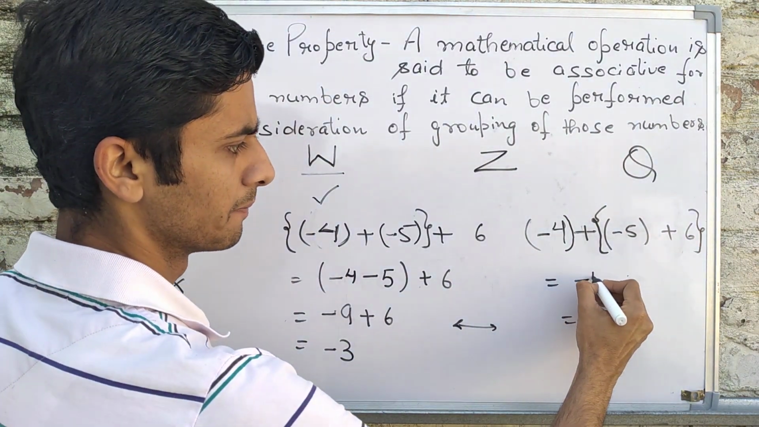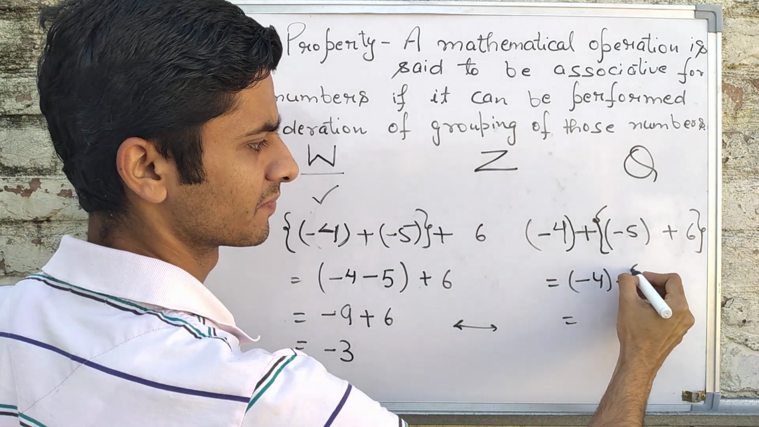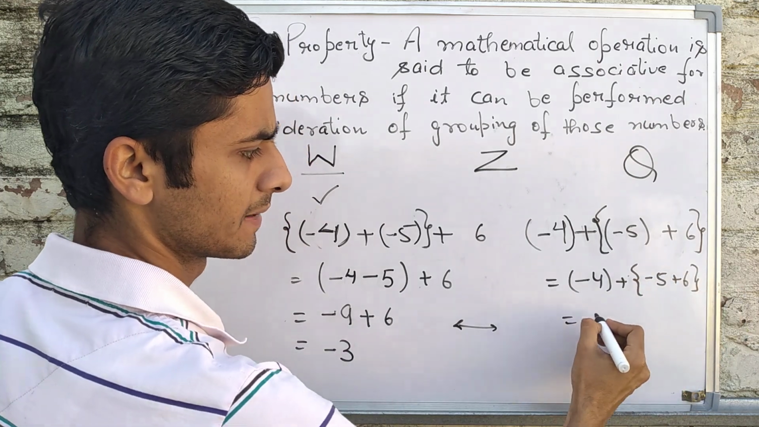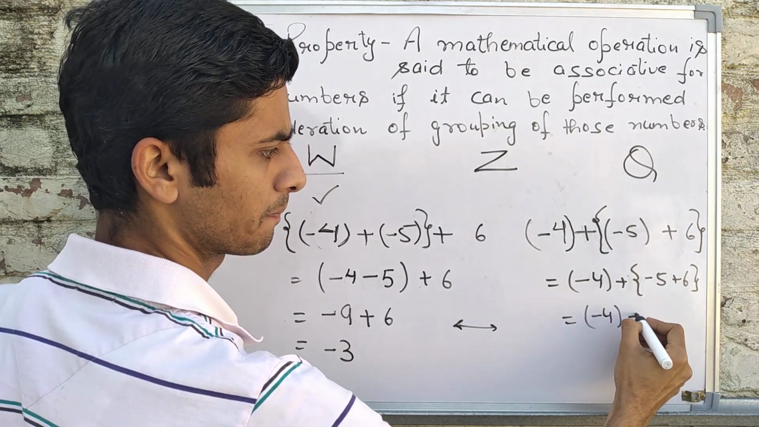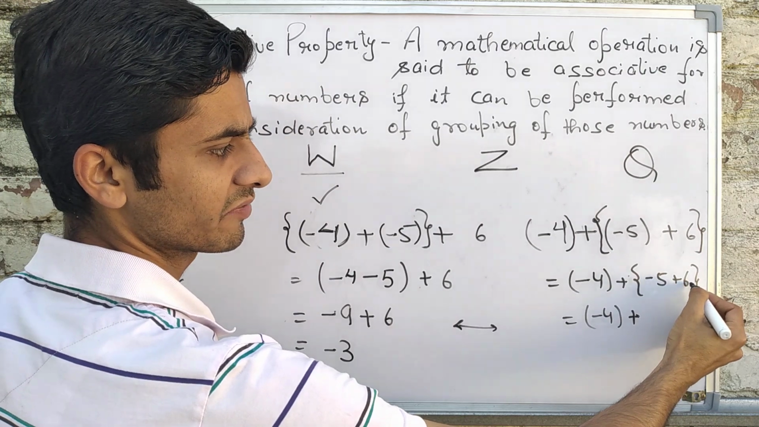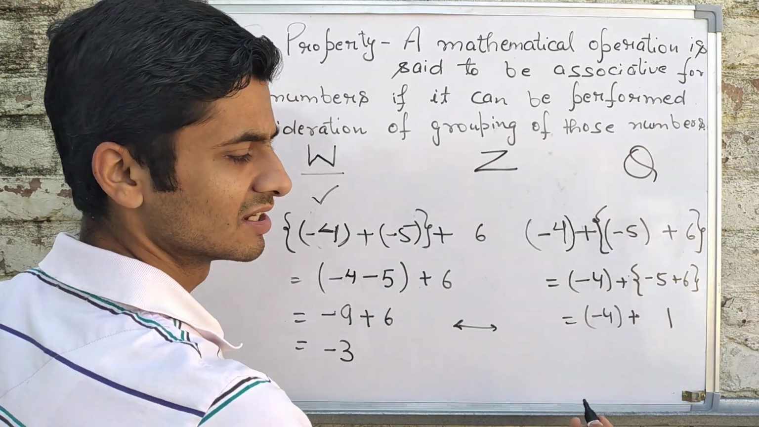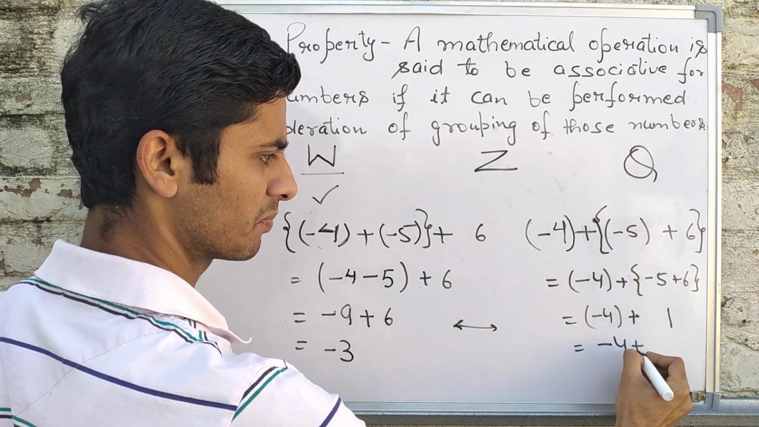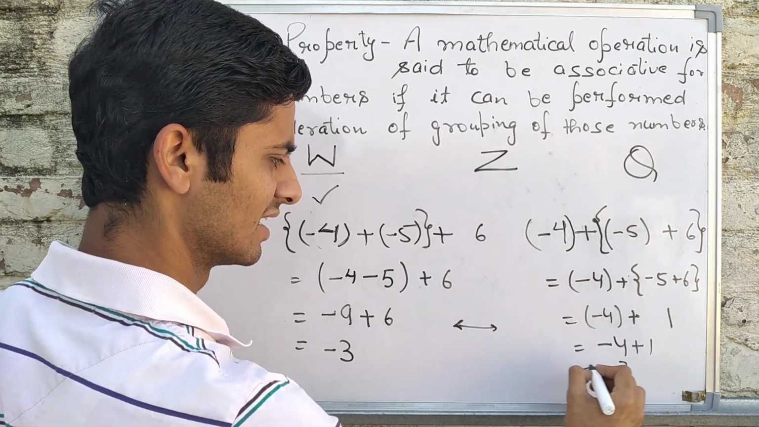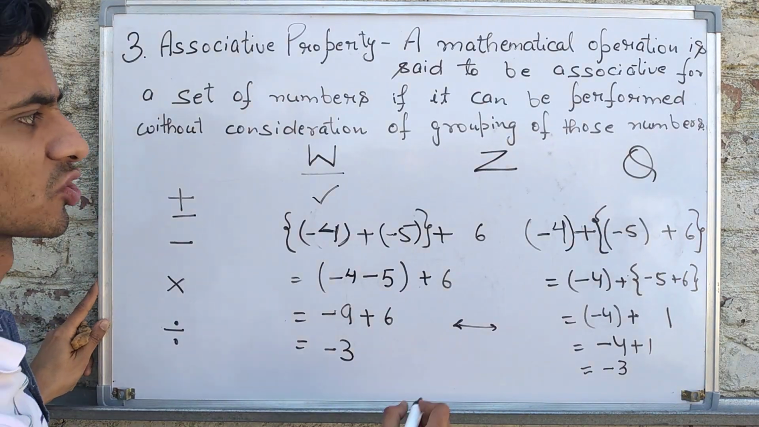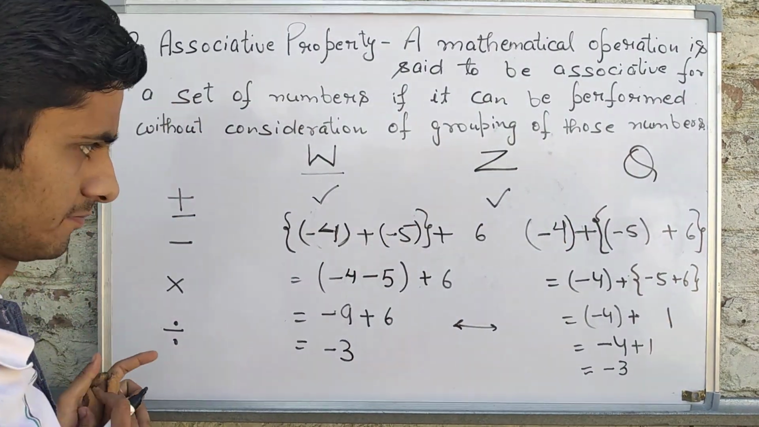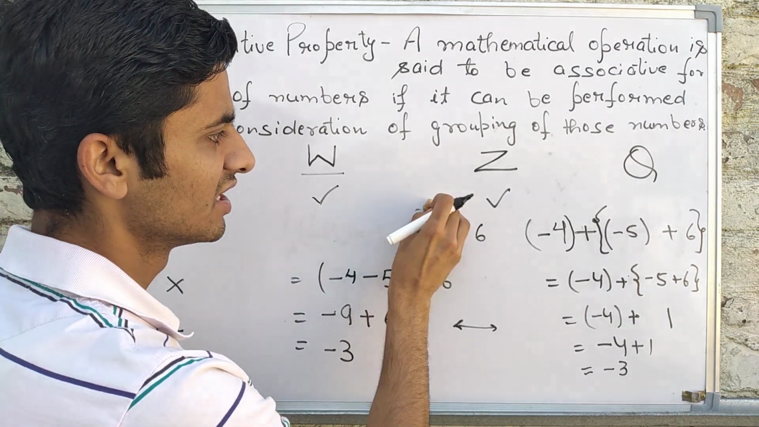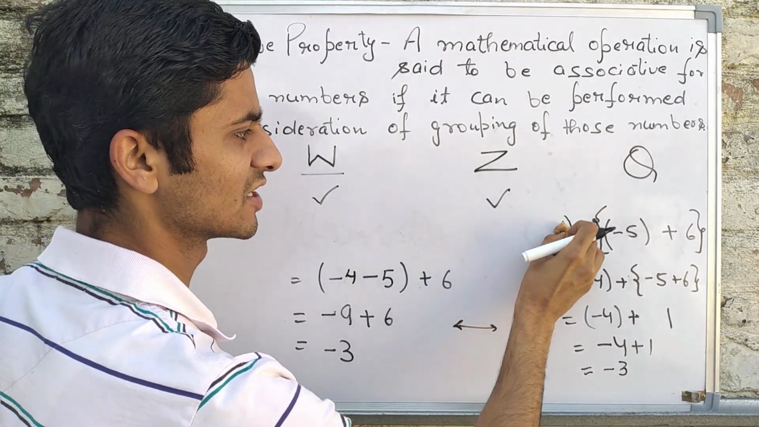Over here, -4 plus, let us open the bracket, -5 plus 6, -4 plus, one number is negative, one number is positive. We will take the difference and sign will be of the bigger number, -4 plus 1. So -4 plus 1 comes out to be -3. Here also you got the same result. So you can say that addition is associative for integers as well.